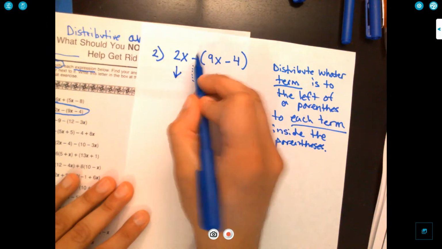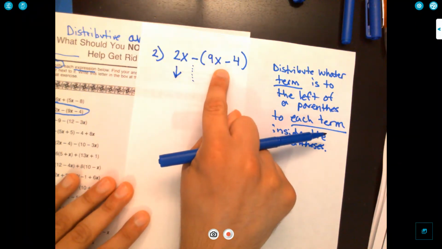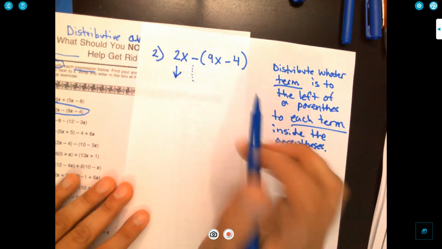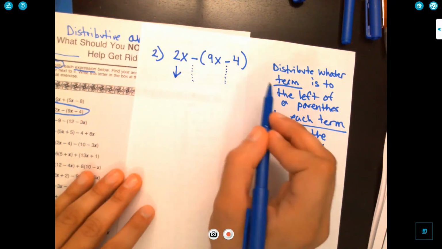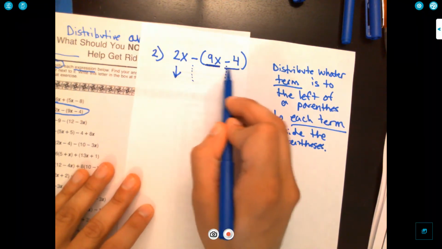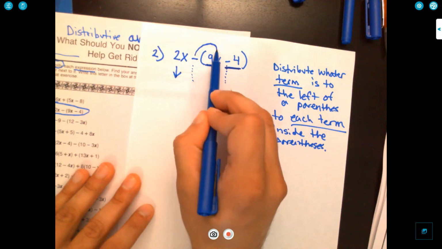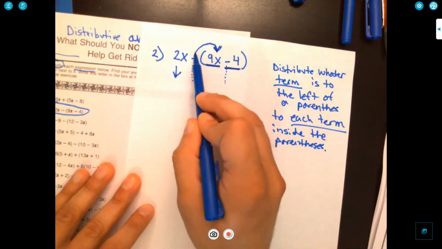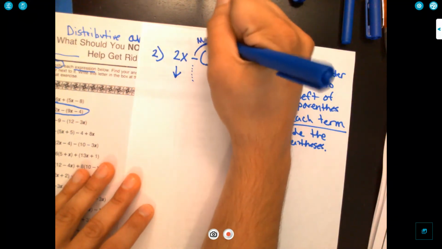You're going to distribute this negative sign to each term inside the parentheses. So we need to find out how many terms are inside the parentheses. Remember, terms are separated by negative and positive signs. That means 9x is its own term and negative 4 is its own term. So we're distributing this negative to 9x and to negative 4. And when I say distribute, that means to multiply.